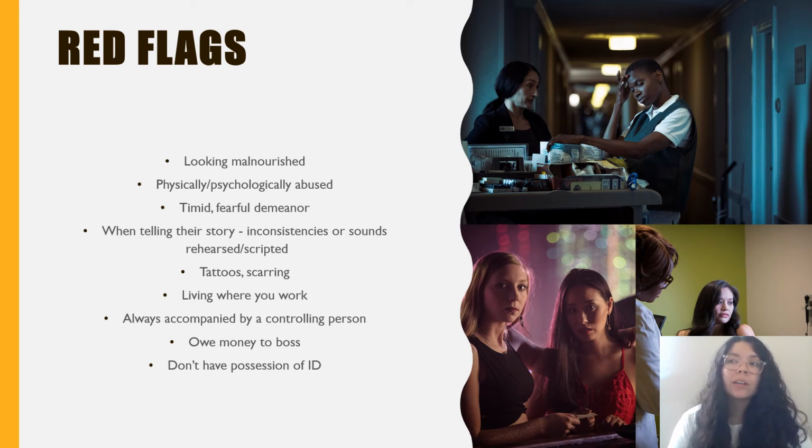Living where you work is very unusual for the common person, so that's a huge red flag. If someone is always accompanied by a controlling person, that usually means that someone is supervising them, watching everything they do, and only allowing them to do certain things. If you owe money to your boss, that's also really unusual. And as mentioned, not having possession of your ID is very debilitating and something that traffickers will often do.